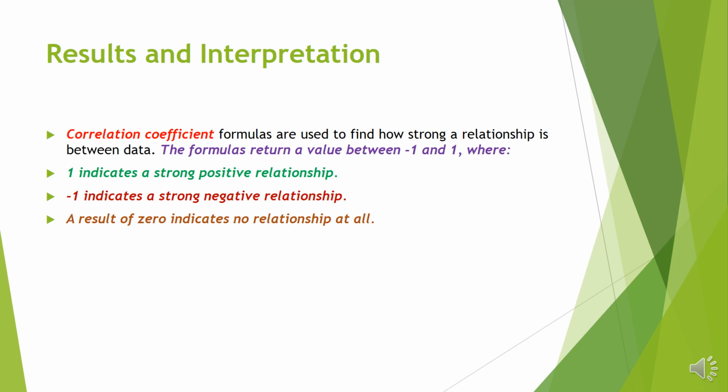relationship between two variables. In other words, we can say that there is a perfect positive correlation between two variables, and -1 indicates a strong negative or perfect negative relationship between two variables. Third option is the 0. A result of 0 indicates no relationship at all.